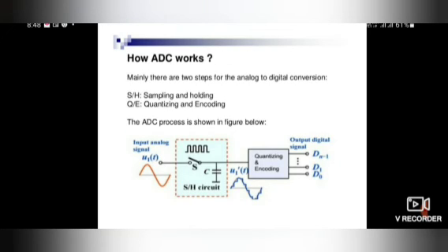How does an ADC work? Mainly there are two steps for the A to D conversion. First one is sample and hold, second one is quantizing and encoding. The ADC process is shown in the figure given below. First one is the sample and hold circuit, and another one is the quantizing and encoding circuit. Then we will get the output signal as the digital one. The input is the analog signal and the output signal is the digital signal.